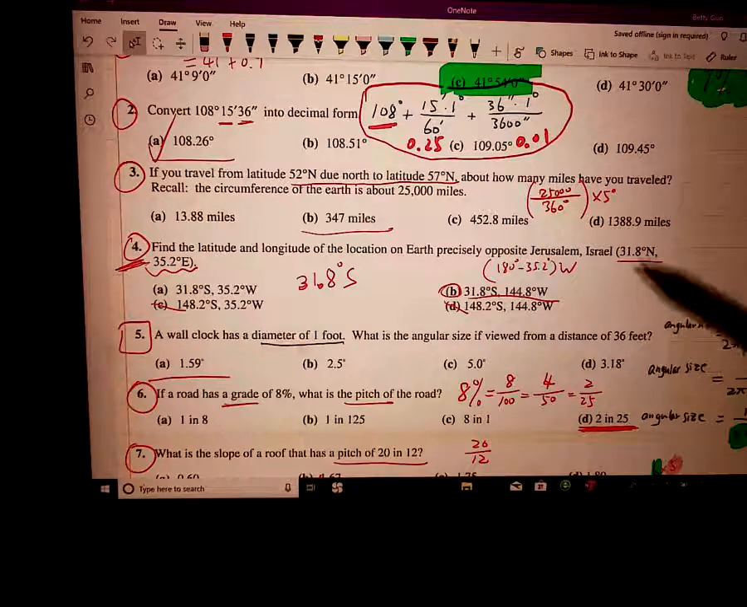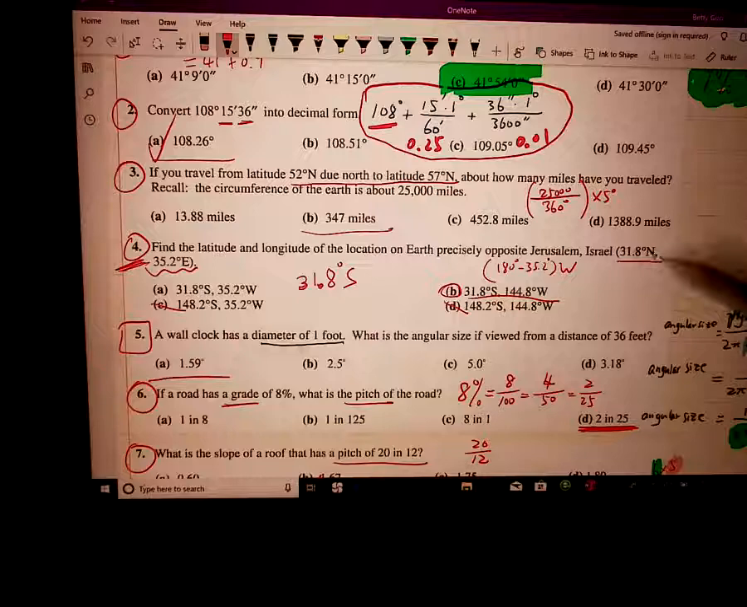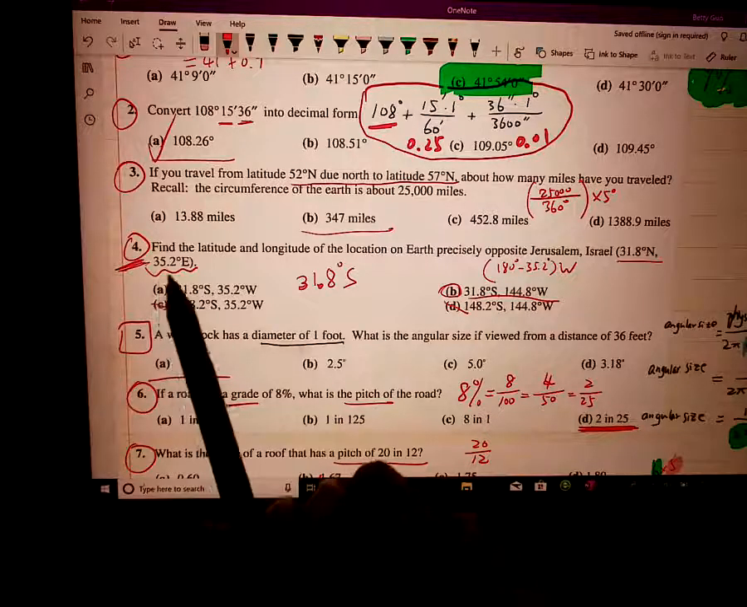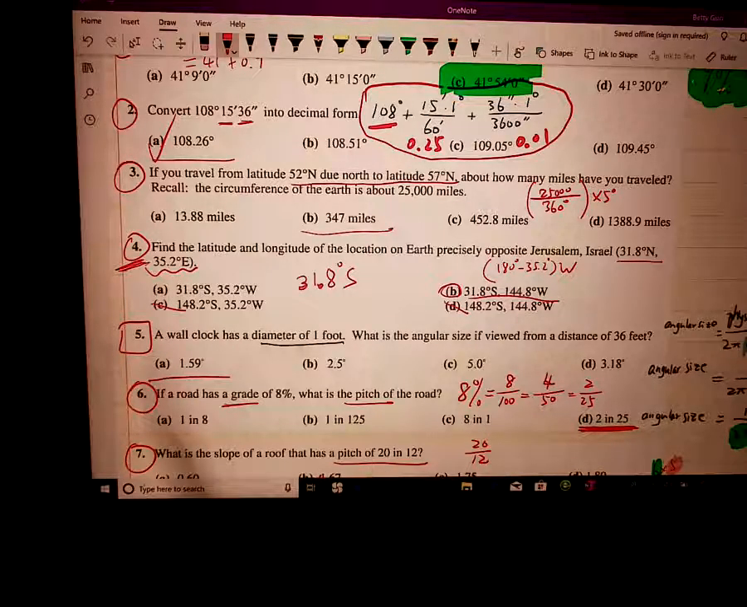Number 4, find the latitude and longitude of the location on Earth precisely opposite Jerusalem, Israel. The location for the city is 31.8 degrees north and 35.2 degrees east. Opposite location.